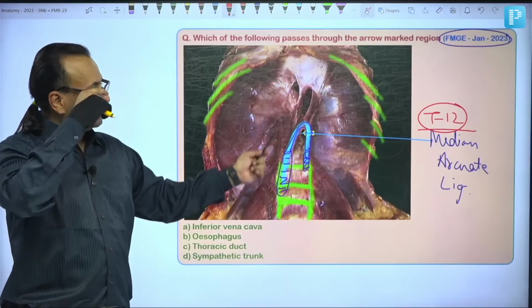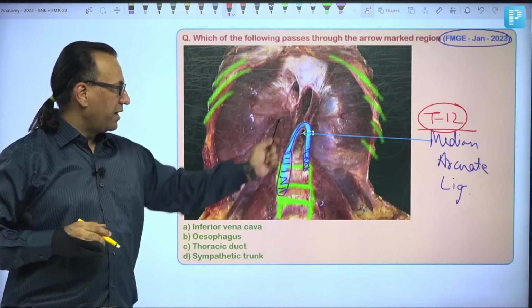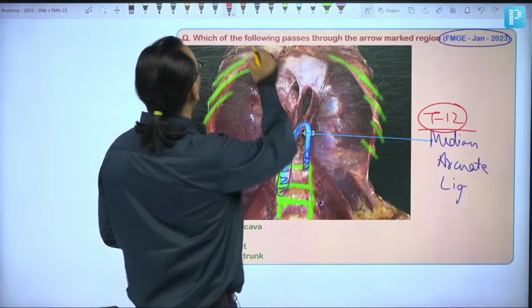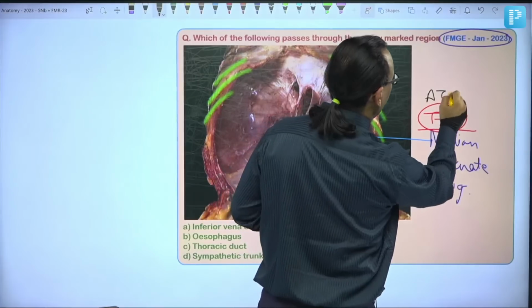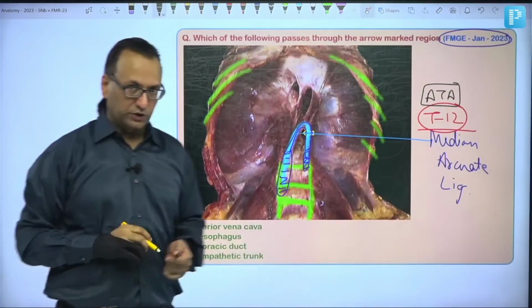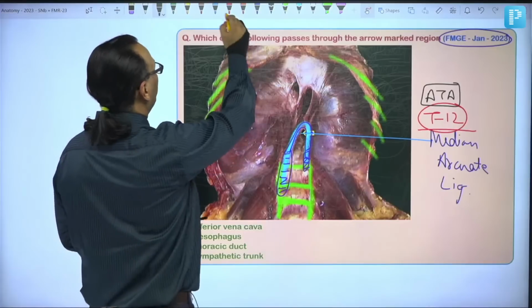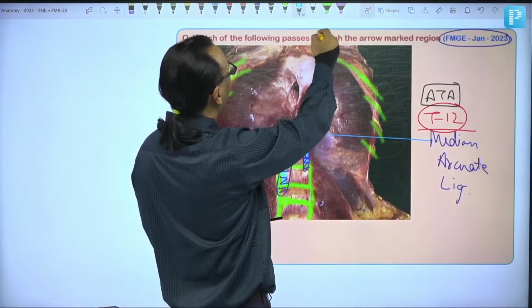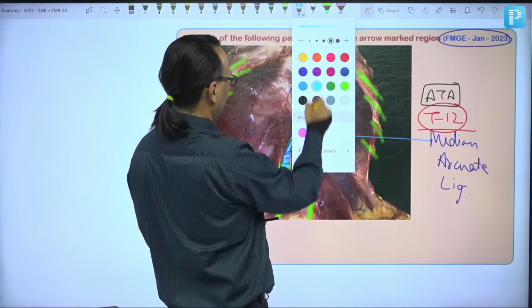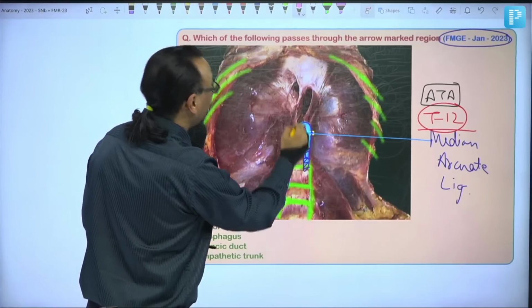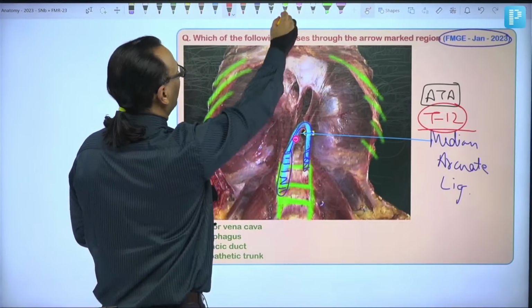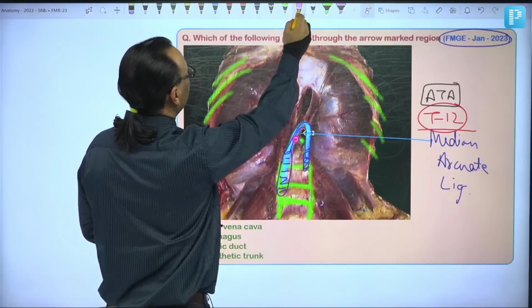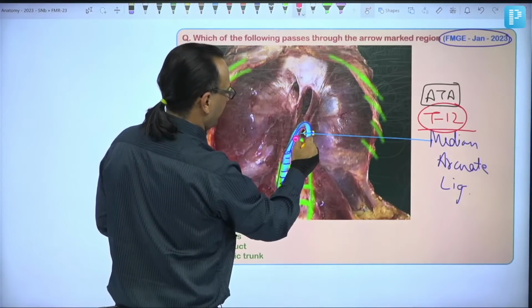So in front of T12 vertebra and behind the median arcuate ligament, which structures are passing? You remember them as the ATA structures. Now, what are these ATA structures? There is one vein, the azygos vein, and then what is T for? T is thoracic duct, and what is A for? A is the aorta.